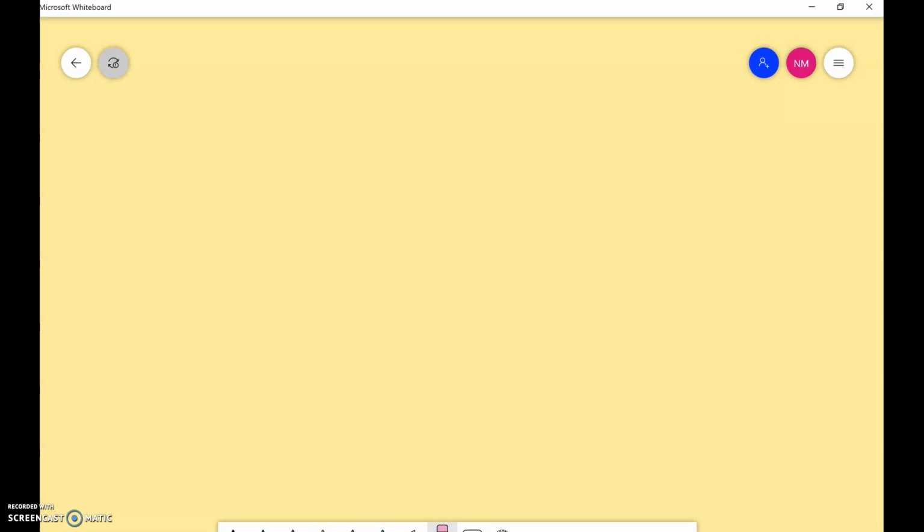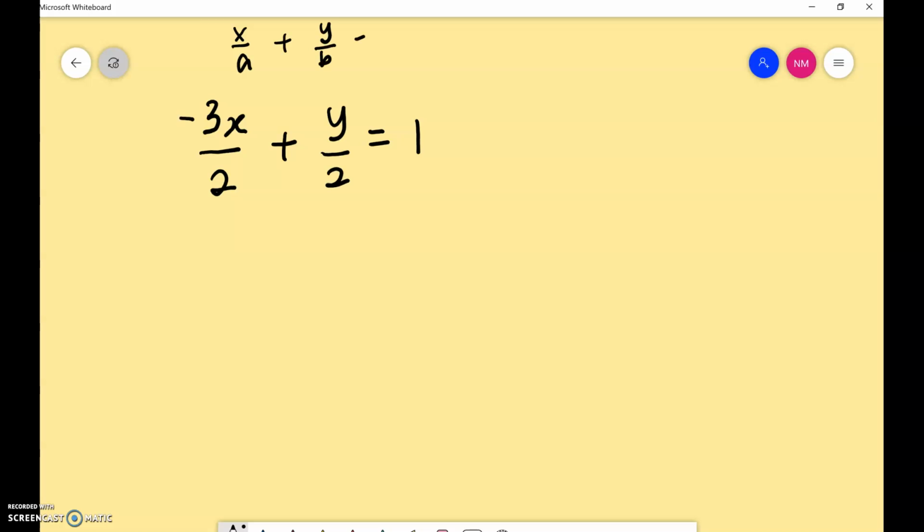I will show you how to convert equations of straight line. For example, I give you one example. We have negative 3x over 2 plus y over 2 equal to 1. So if you look here, this is the equation of x over a plus y over b equal to 1. We want to convert this into ax plus by equal to c.